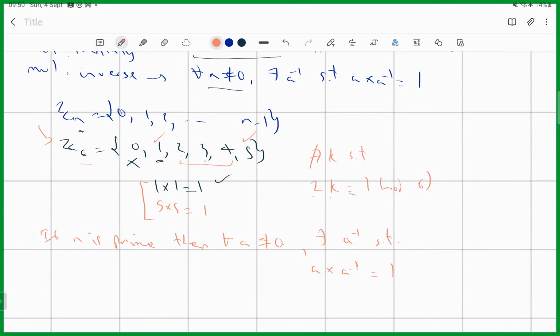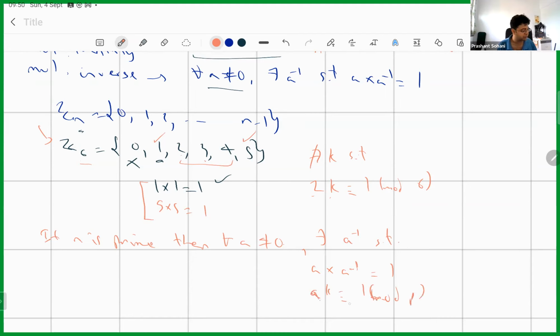Okay. So I hope you can satisfy yourself that for any composite divisor, there will be some contradiction. But for a prime divisor, like if n is prime, then there will exist such an inverse, that is, a into a inverse is equal to 1. Okay, and this comes down to simply the fact that ak congruent to 1 modulo p will have a solution because basically the GCD of a and p will divide 1. Okay.